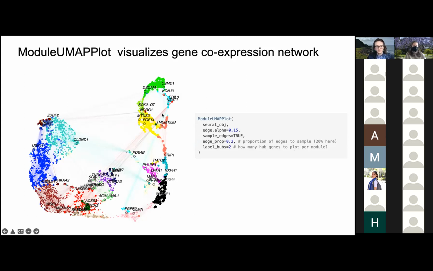In this plot, the color of the edge is gray if the genes are in different modules, and it's the module's color if they're in the same module. So for example, in the red module over here, all the edges inside of it are red. So it's a nice visualization.